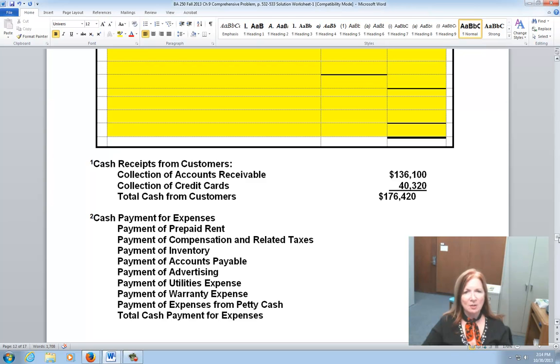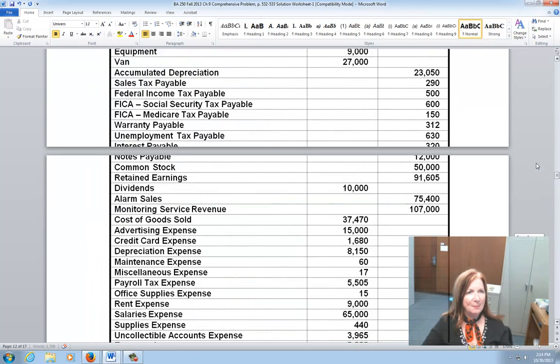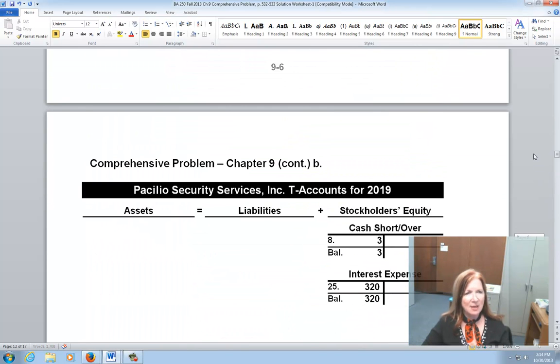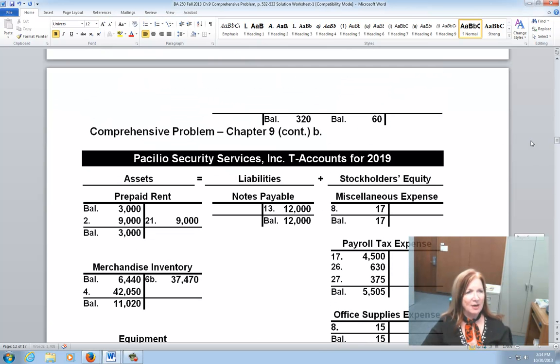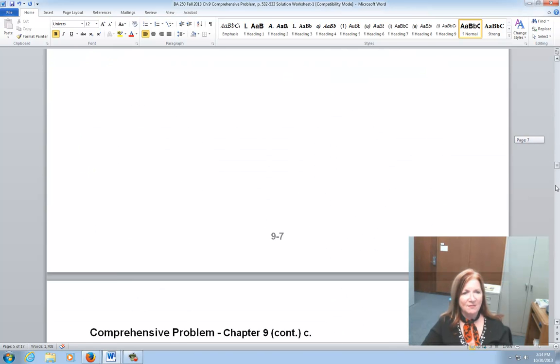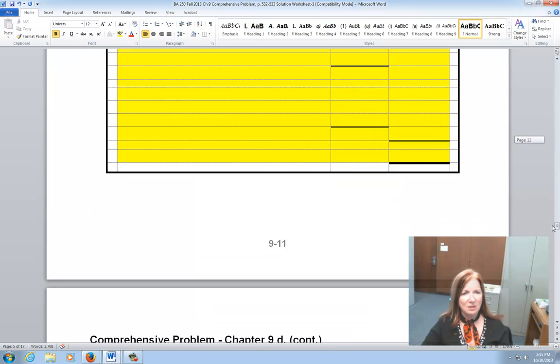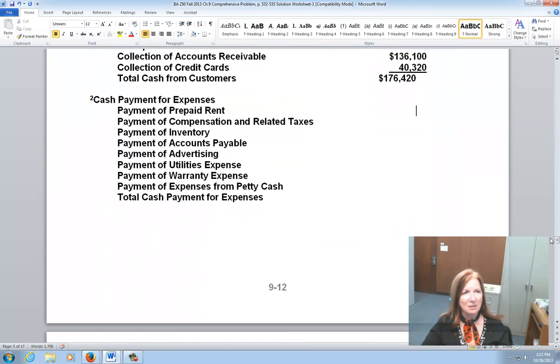So I'm going to go look for payments of prepaid rent, and I'm going to come up here to my T accounts. Prepaid rents would be an asset, so I'm going to come over here and look for my prepaid rent, and I have this payment of $9,000. So I'm going to use that payment of $9,000.